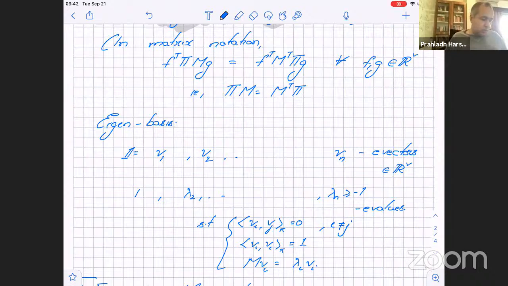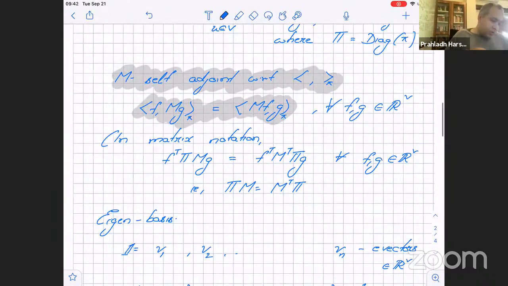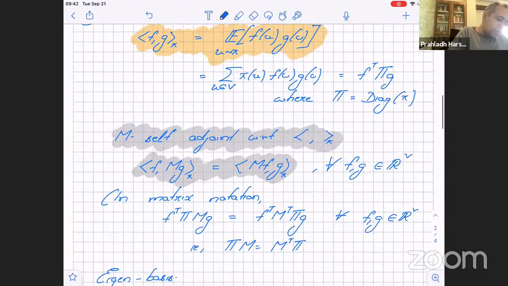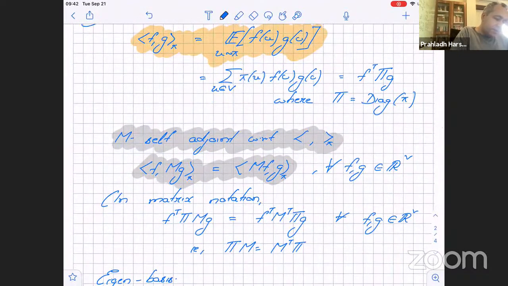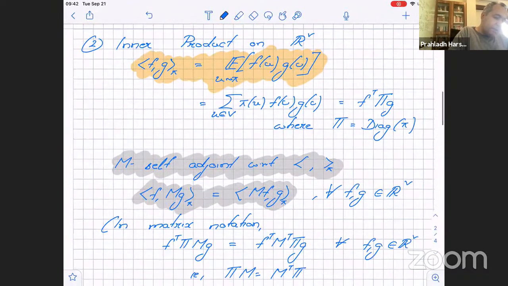Okay. So I wanted to do one more thing, just given that we talked about this inner product in its matrix notation, f transpose pi g, this will come in useful for us. So this inner product is f transpose pi g. This is not something which we did last time, but it's easy to see that this is what it is in the matrix notation.